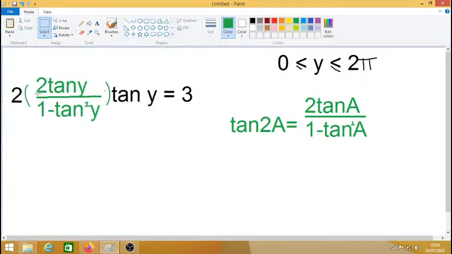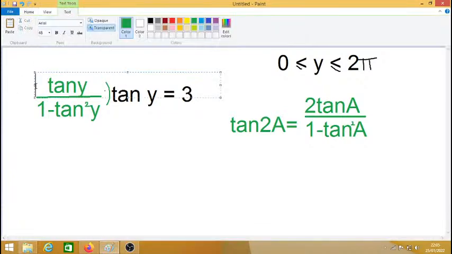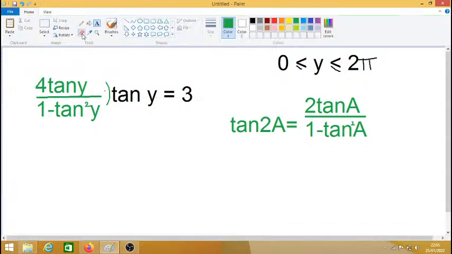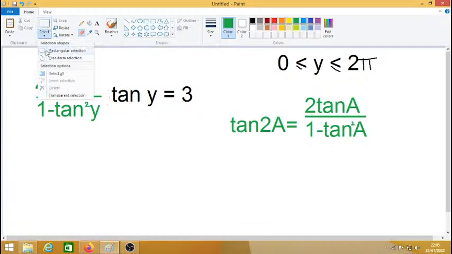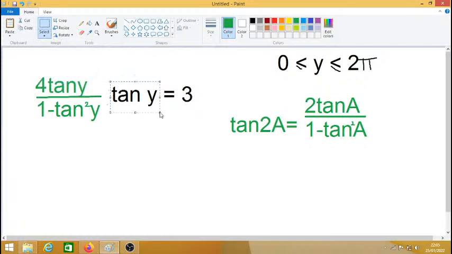So we've got the 2 at the beginning, which can times the 2 at the top. So that would become 4 at the top. That means I've got nothing on the outside of the brackets that I need to worry about. The tan y can join the tan y at the top here, so that would be tan y squared, also written as tan squared y.